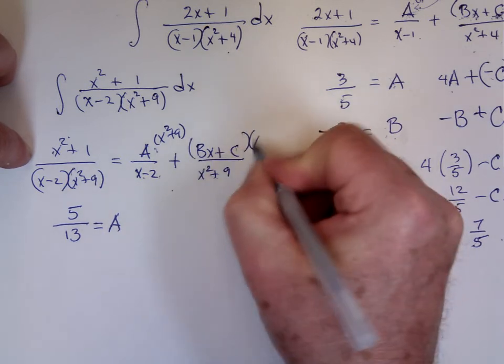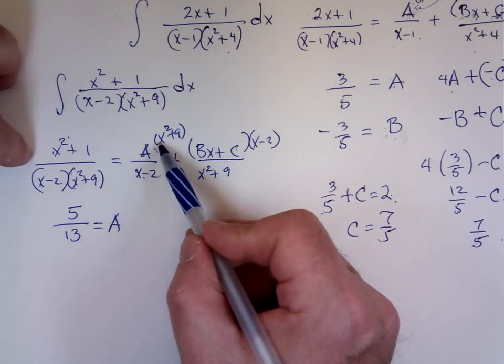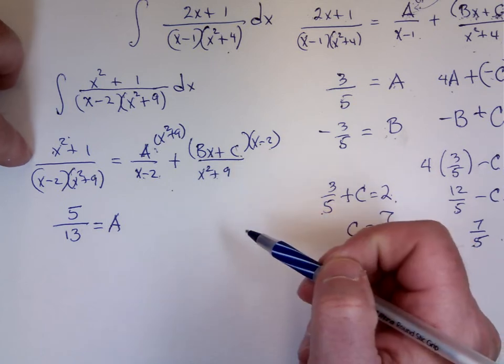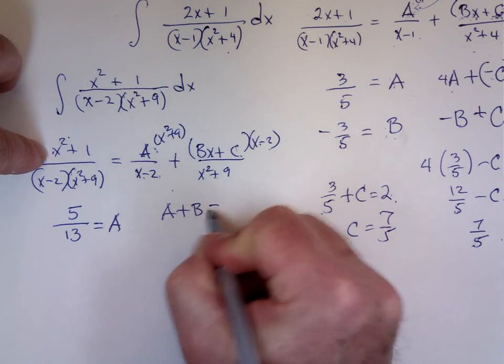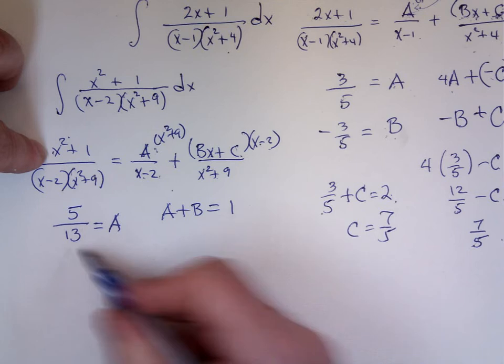Now, when I multiply this out, I'll have an ax squared, I'll have a bx squared. I won't have any cx squared. I have 1x squared over here. That tells me that a plus b is equal to 1. And if a is 5/13, that tells me that b must be 8/13. So their sum is equal to 1.